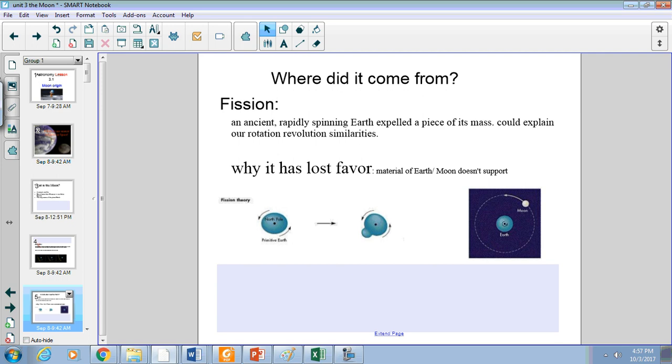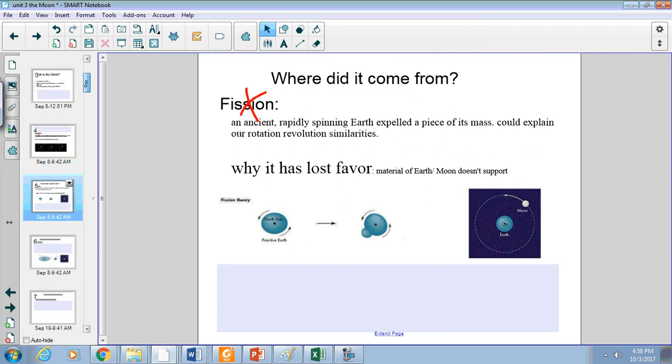So why did this lose favor? So big thing here is we went to the moon. Hey, look at that. Sorry, spoiler alert. And we took these rock samples, and we found out that the moon is more like the Earth's crust than it would be like our core. So the material of the Earth and moon doesn't support this. All right, cool. Scratch that out. Fission. Out of here. What else we got?